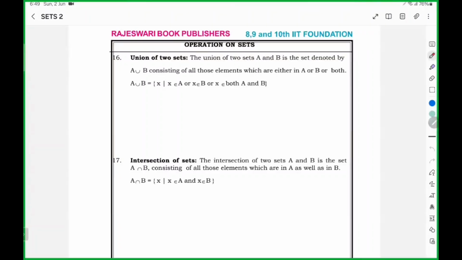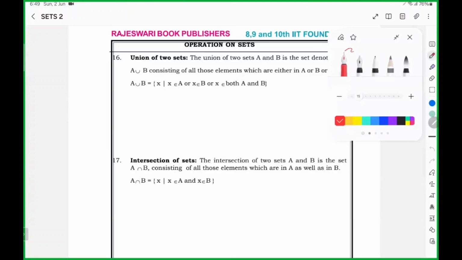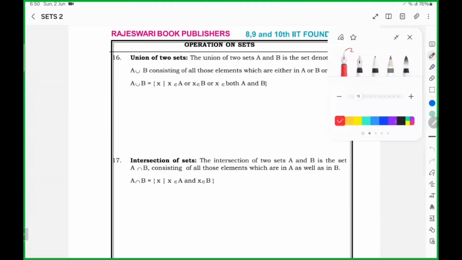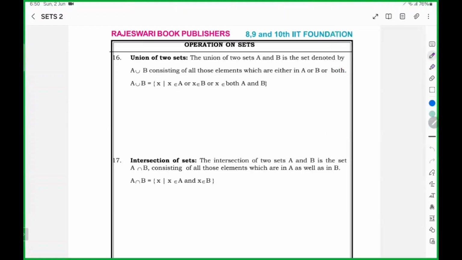Last class, I discussed a few definitions and explained them with examples. So let us discuss operations and some of the formulas in this video. Here, the union of two sets is represented with the symbol U. How is it defined? X belongs to A or belongs to B or belongs to both A and B.